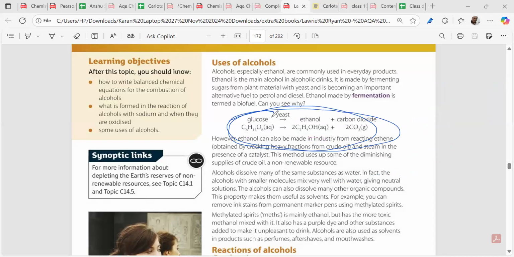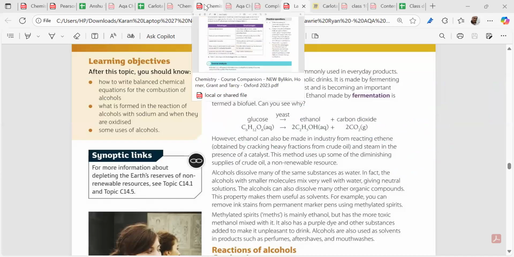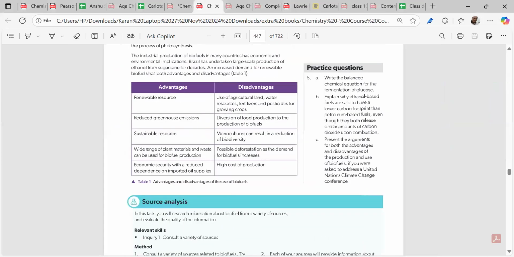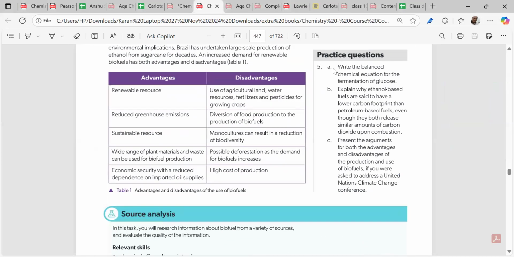And second, we have to think of the other parts. Everything in life comes with pluses and minuses. This is very important: the advantages will outweigh the disadvantages we have in these biofuels we are using for sustainability. Explain why ethanol-based fuels are said to have a lower carbon footprint than petroleum-based fuels.